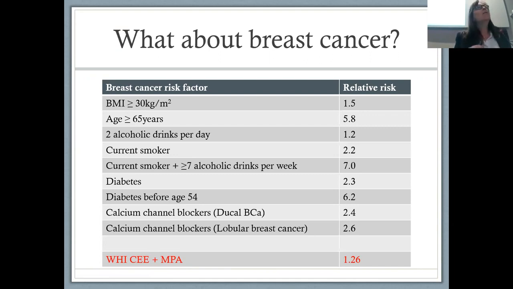So the message that I provide to my patients is your breast cancer risk is minimal. You need to manage all of these lifestyle things. They are far more important from a long-term perspective.